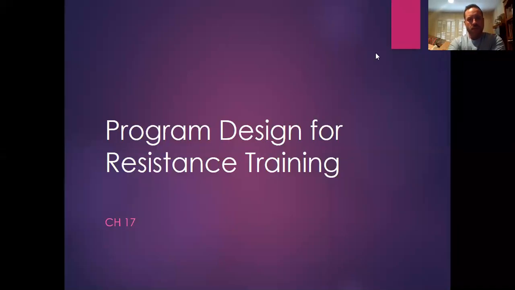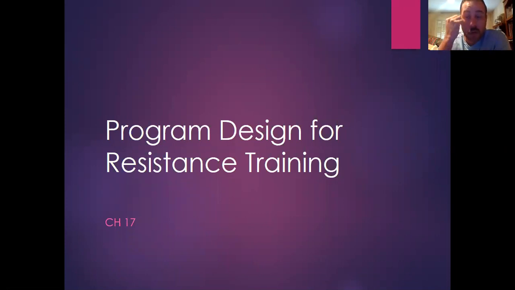All right, everybody. So let's start talking about program design for resistance training. It's this one and then the aerobic programming PowerPoint that are going to be the two PowerPoints that I think will start to answer a lot of questions you may have regarding the programming assignment for the group project. And this is what we're going to base everything off of.